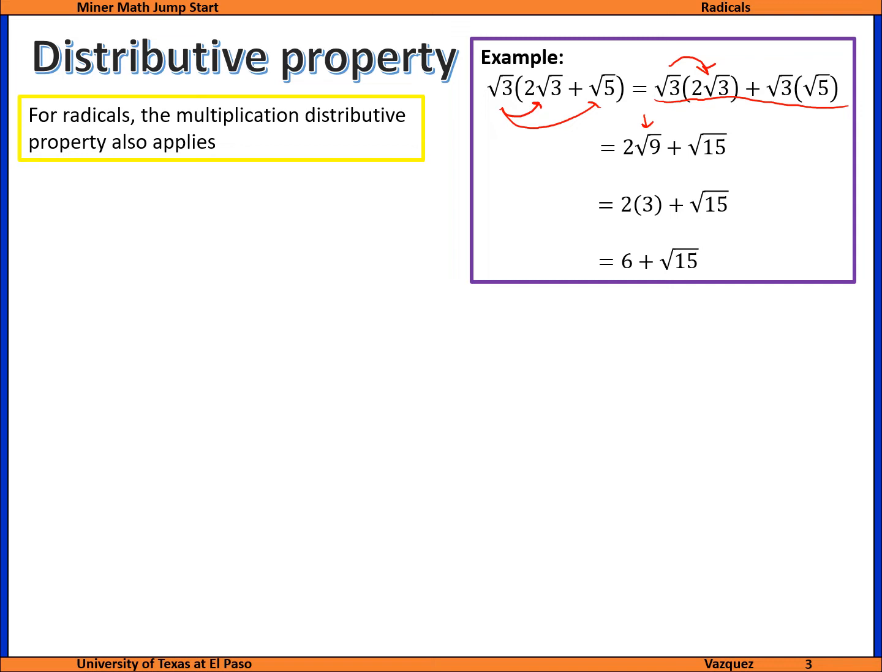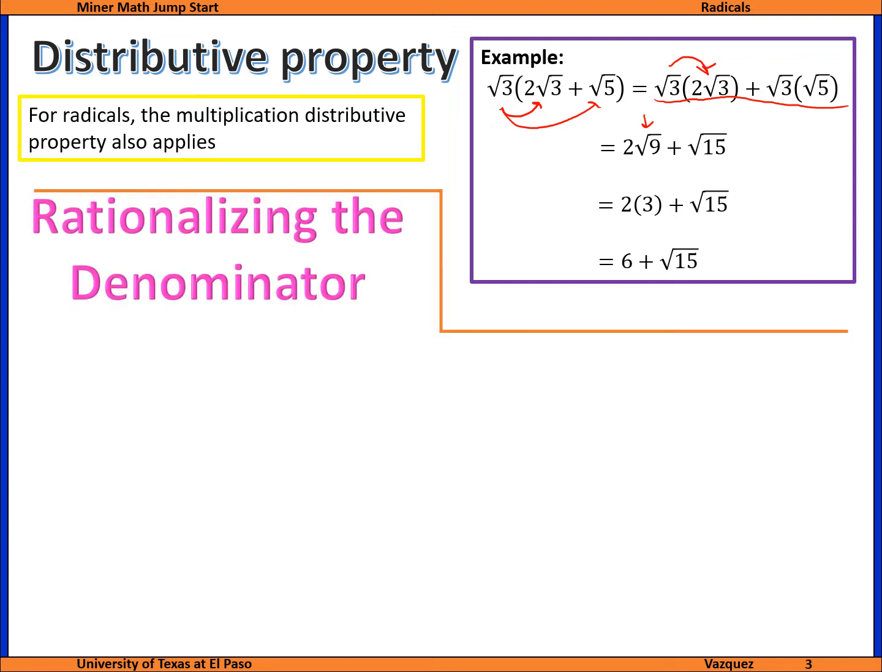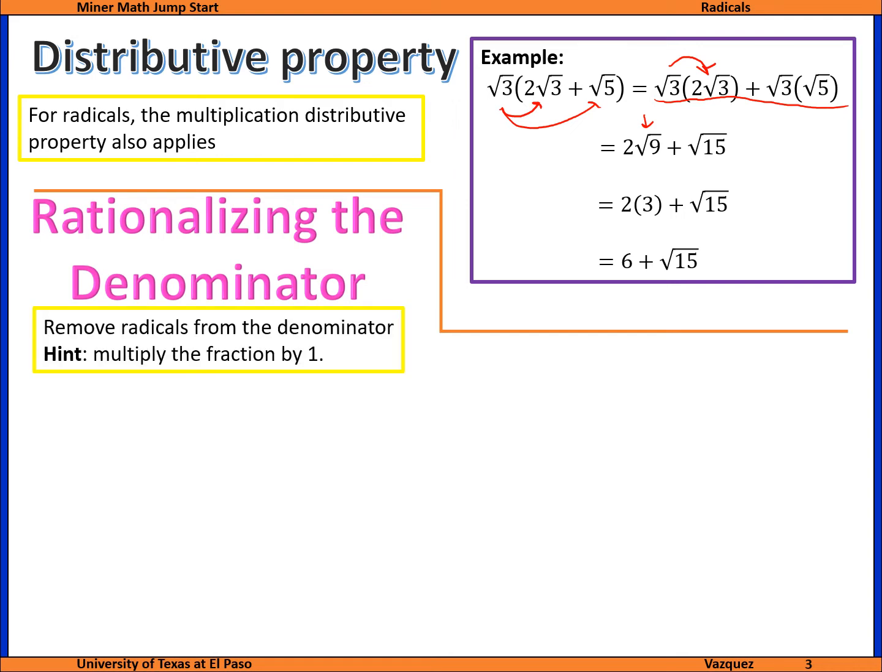Now you may have heard of something known as rationalizing the denominator. They mention this so much in high school. They love to rationalize the denominator in standardized tests, maybe some you've taken before. All that means is to not have a radical in the denominator when you have a fraction.